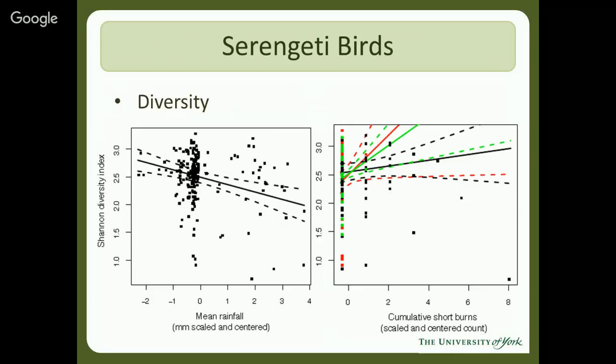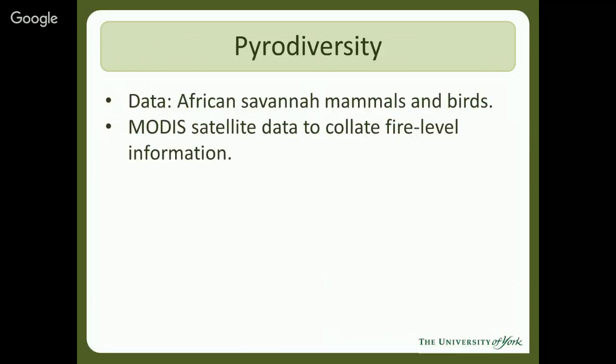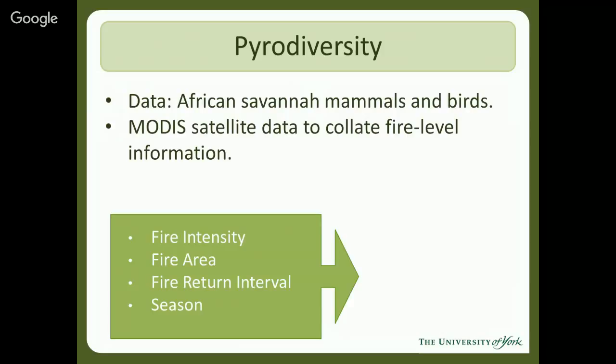And we find the sorts of patterns we might expect. And then we've been trying to take a little step backwards, looking at what we're calling pyrodiversity, using data on mammals and birds across Africa and the MODIS satellite products that tell us something about fire. They tell us information from which we can extract the intensity of fires at a 500-meter resolution across Africa.